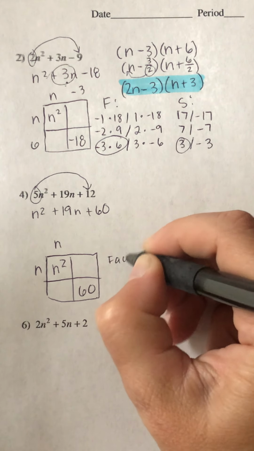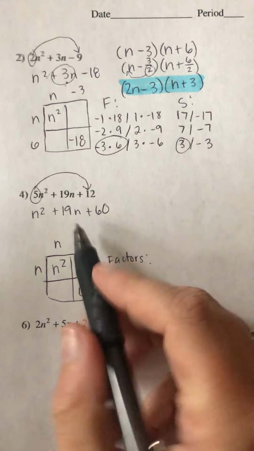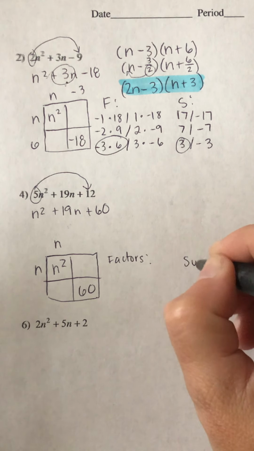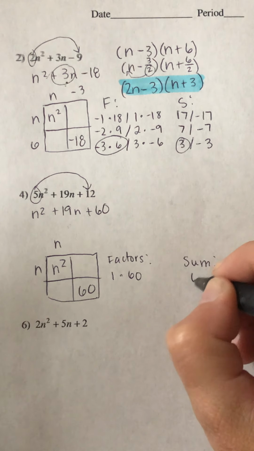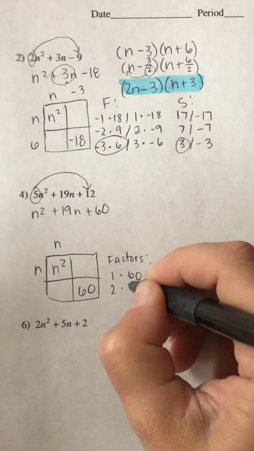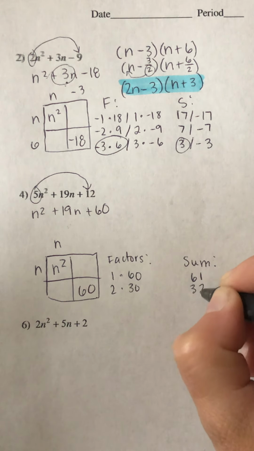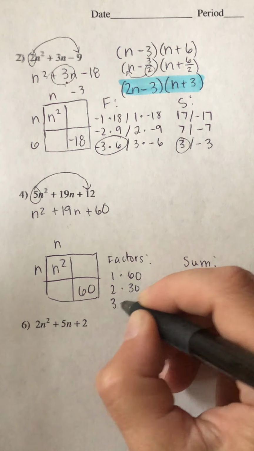All right, so our factors of 60, and we're looking for a sum of 19. We're going to have 1 times 60, not going to give us 19. We're going to have 2 times 30, again, not 19. We're going to have 3 times 20.